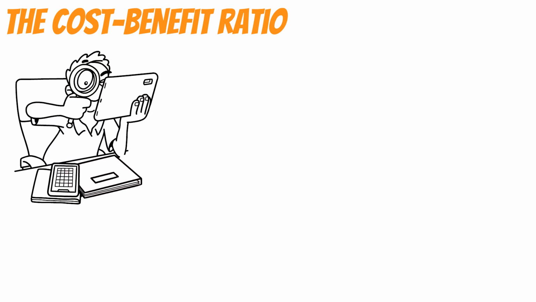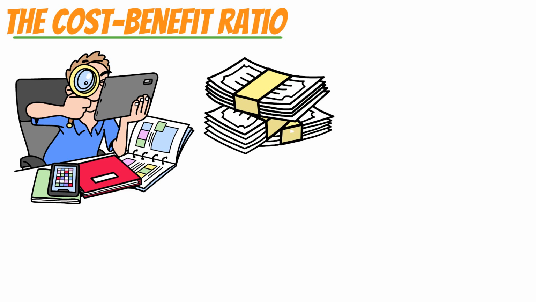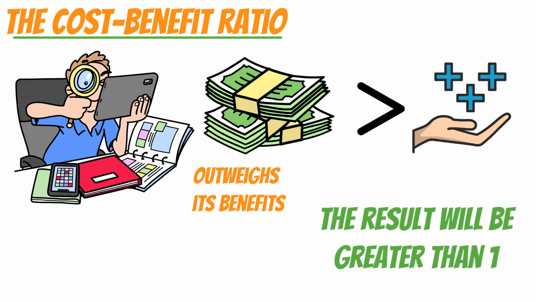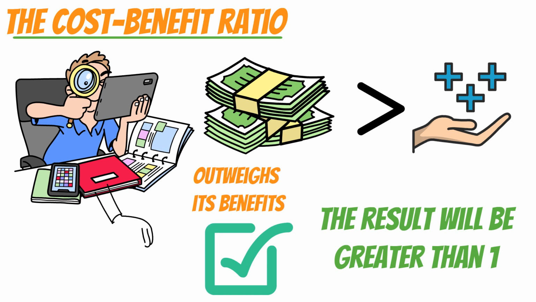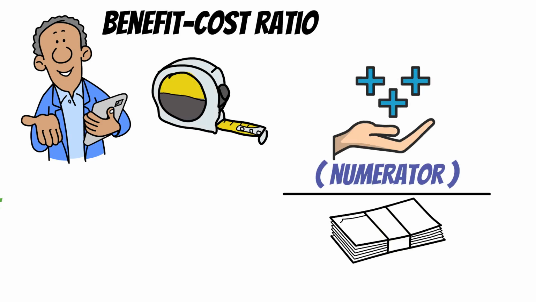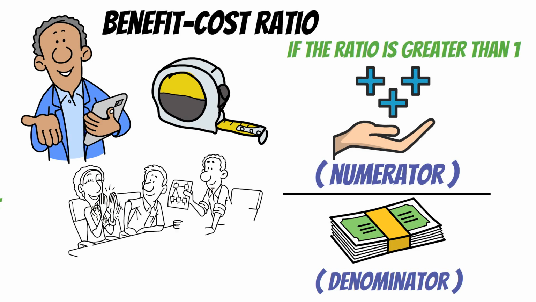The cost-benefit ratio measures the expected present value of an investment with the initial cost. The cost-benefit ratio is used to determine if the cost of the project outweighs its benefits. For the most part, if the costs are greater than the benefits, the result will be greater than 1, and the project should not be considered unless there are good reasons to do the project, such as it's for social good or regulatory compliance. There is another similar measurement called the benefit-cost ratio. It uses the same measures, but the benefits are in the numerator and the costs are in the denominator. If the ratio is greater than 1, then you should do the project.